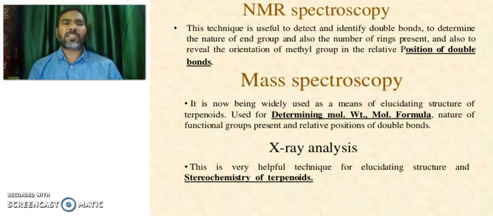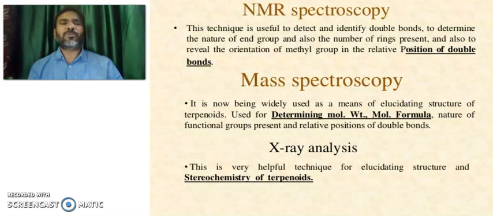And my friends, mass spectroscopy is also a very important tool to find out structures. It is also very helpful. It is now being widely used as a means of elucidating the structure of terpenoids, used for determining molecular weight, molecular formula, nature of functional groups present, and relative position of double bonds.